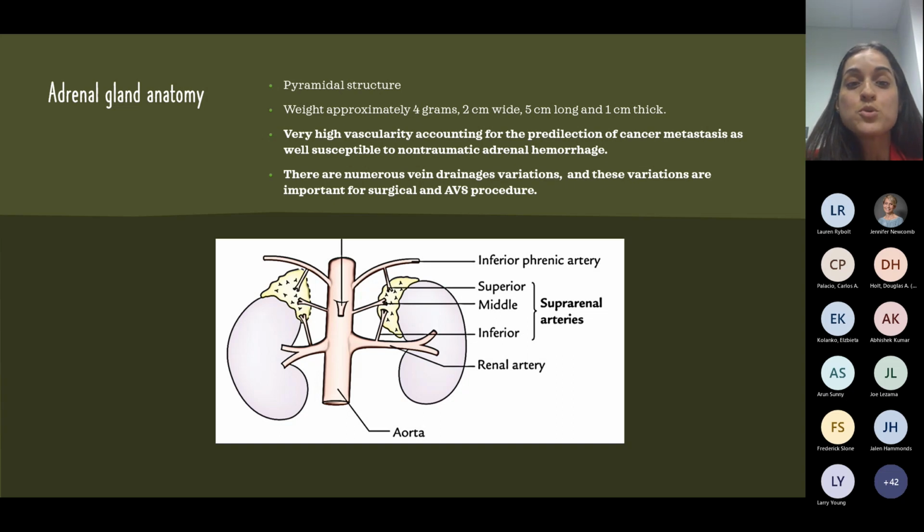They also have numerous vein drainage variations, and this is going to be important for the surgeons when they are going to do adrenalectomies, and also for the interventional radiologists when they are going to do the adrenal venous sampling.